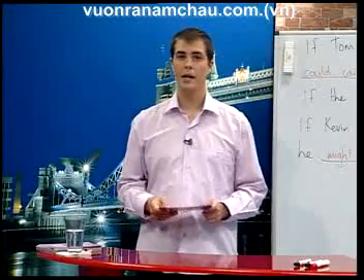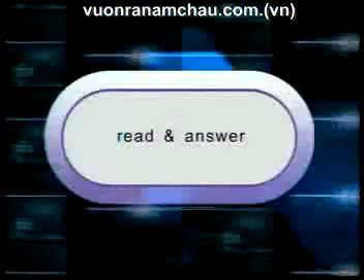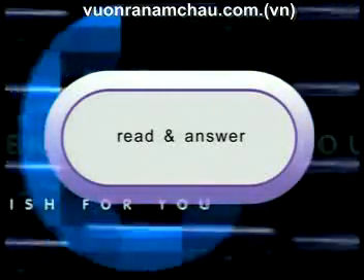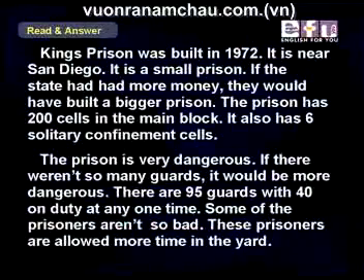Now read the story and answer the questions. Read and answer. King's Prison was built in 1972. It's near San Diego. It is a small prison. If the state had had more money, they would have built a bigger prison. The prison has 200 cells in the main block. It also has 6 solitary confinement cells.